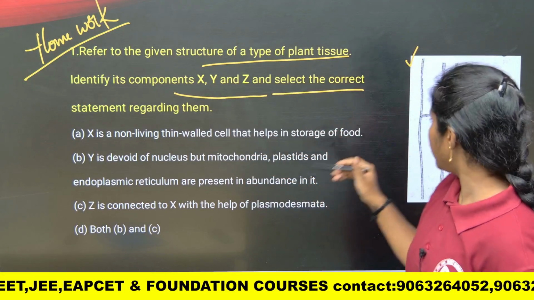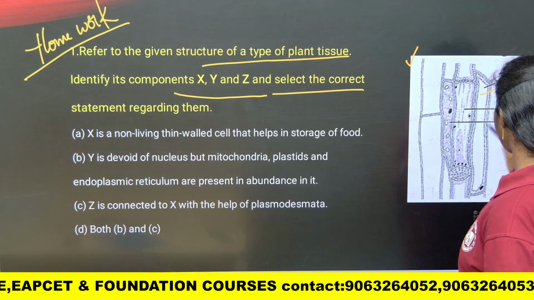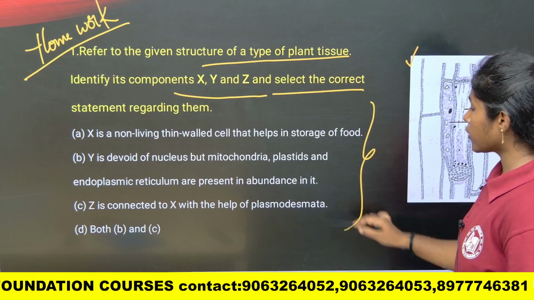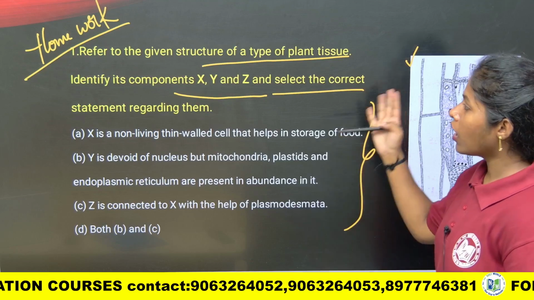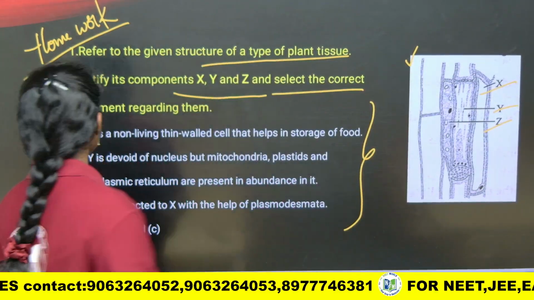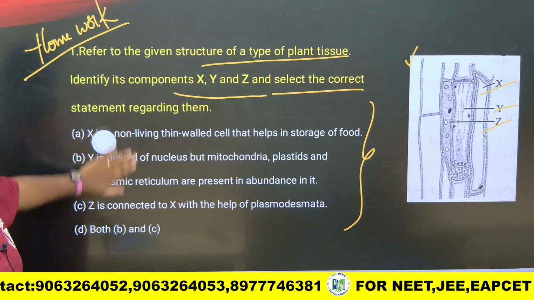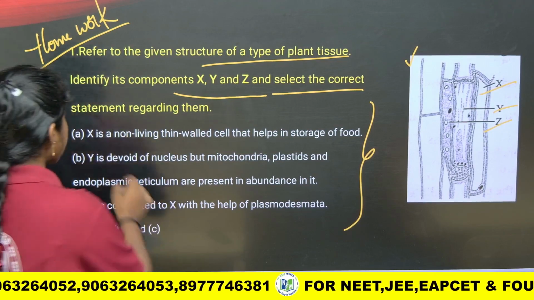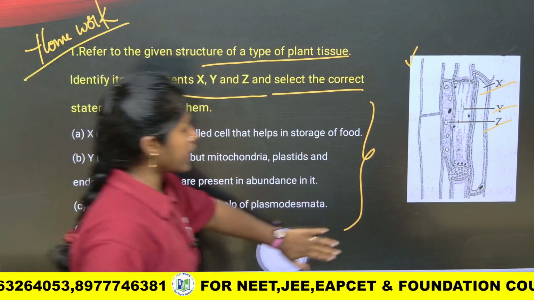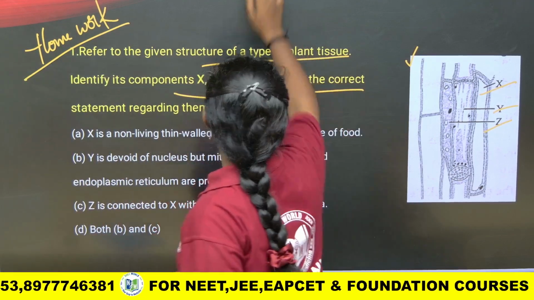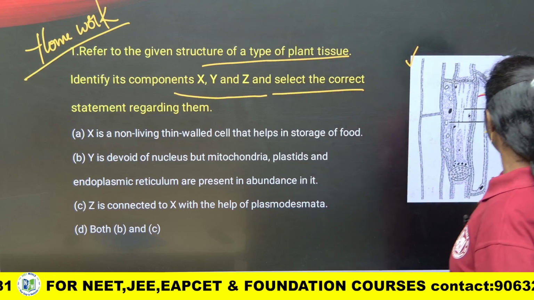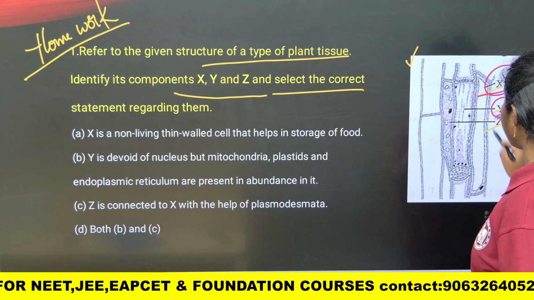When you know about this X, Y and Z, then you can know about the correct option given in the question. Let's see the first option is given: X is non-living. So first identify the X, Y, Z, children. We will discuss this question in tomorrow's session. So let's identify what is X, Y and Z.